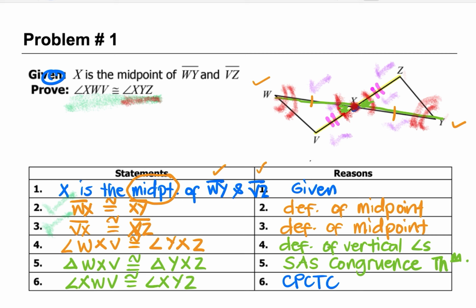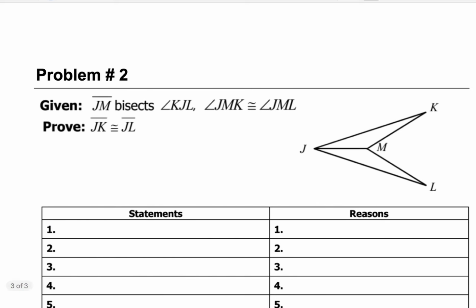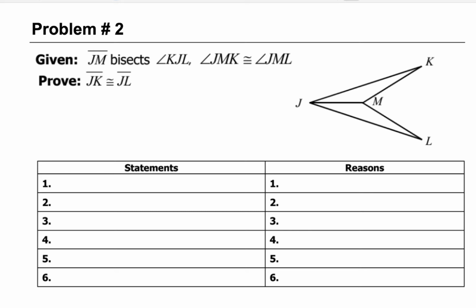Okay, let's try another problem. In this problem, we are given that we have JM, and let me highlight where JM is. JM is in the center, and so we're going to write that down as our first statement: JM bisects angle KJL.